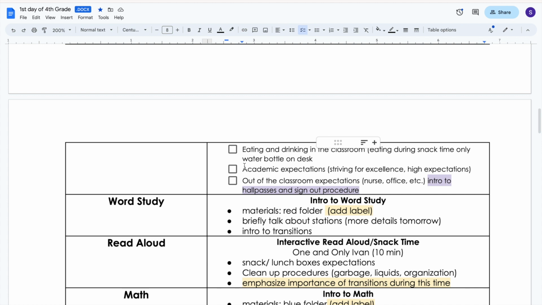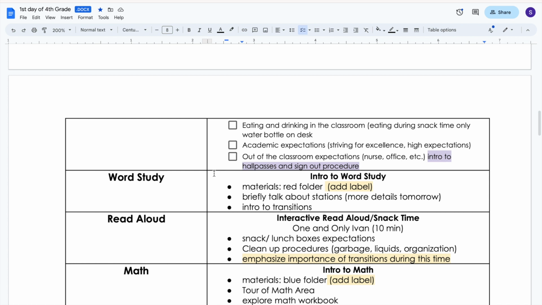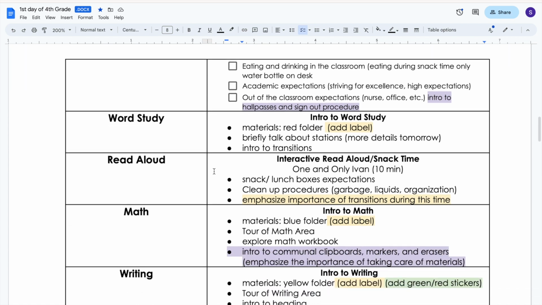We're going to talk about eating and drinking in the classroom. There should only be eating during snack time, and the water bottle should be at the side of their desk or on their desk. We're going to talk about academic expectations, striving for excellence, and having high expectations. I talk about out of the classroom expectations. This is very important: when I pick them up from recess or when they go to lunch from the office, they should behave in the same manner that they do inside the classroom.